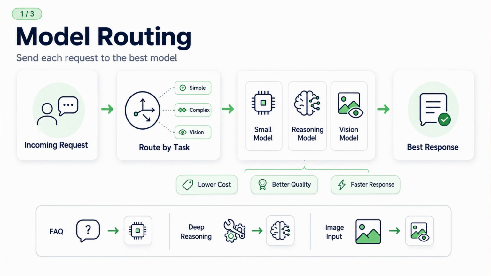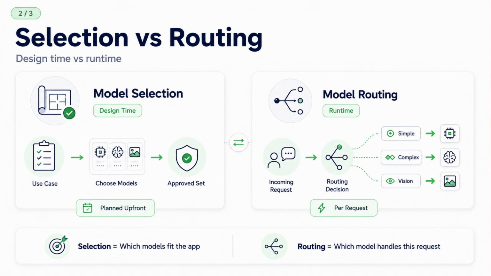For example, a simple FAQ request or a classification task may work perfectly with a smaller or cheaper model, while a complex architecture review or advanced troubleshooting request may need a stronger reasoning model. Similarly, if the request contains an image, the system may automatically route it to a vision-capable model instead of the normal text model. So instead of using the most expensive model for everything, the application becomes smarter about how it handles different workloads. And there is also an important difference between model selection and model routing.